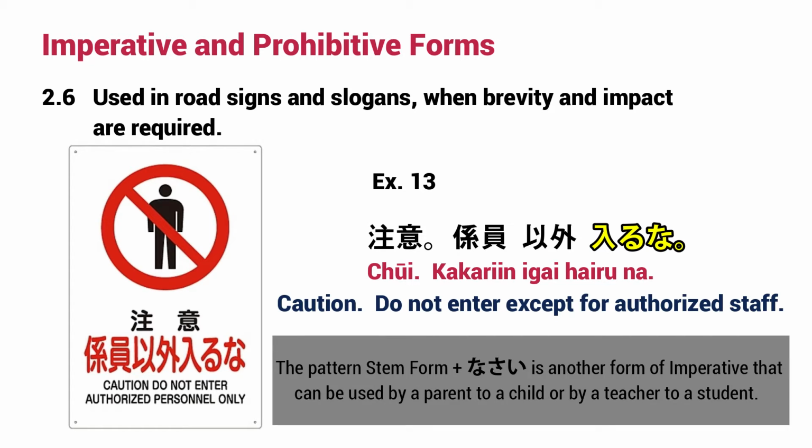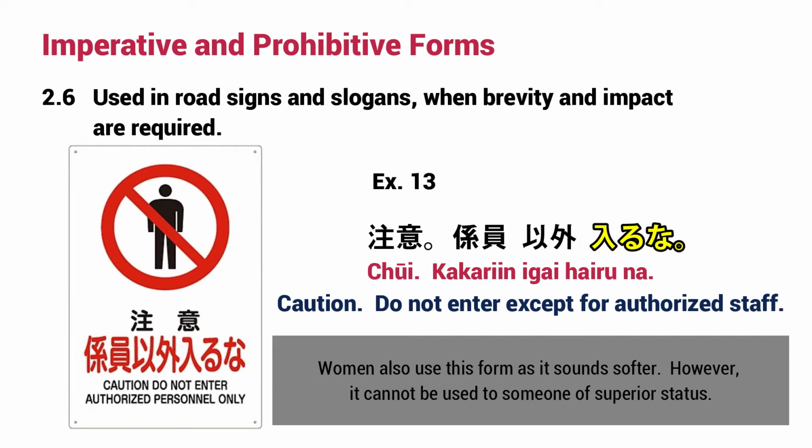The pattern stem form plus nasai is another form of imperative that can be used by a parent to a child or by a teacher to a student. Women also use this form as it sounds softer. However, it cannot be used to someone of superior status.